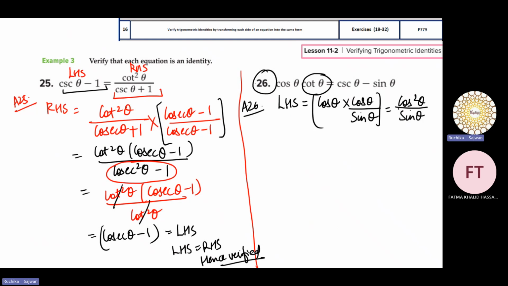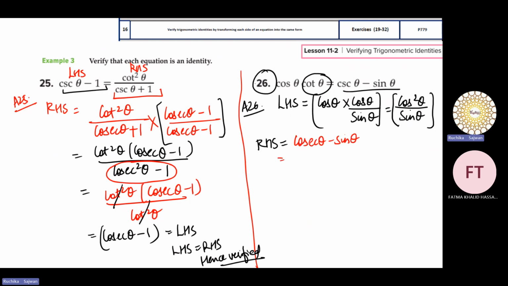Now can I do anything more at this step? Nothing. So I stop here and move to the right side. Let me see if the right side can also come equal to the same thing. Okay, so we'll write the right side, cosecant theta minus sine theta.